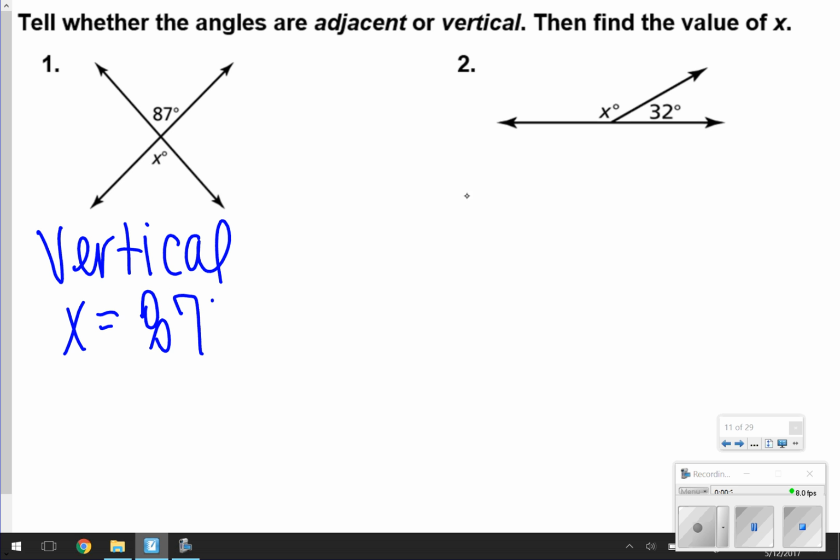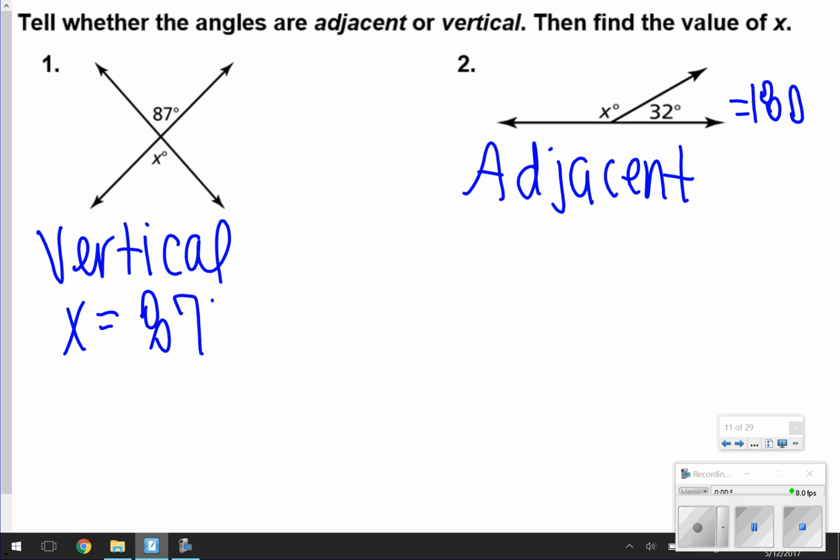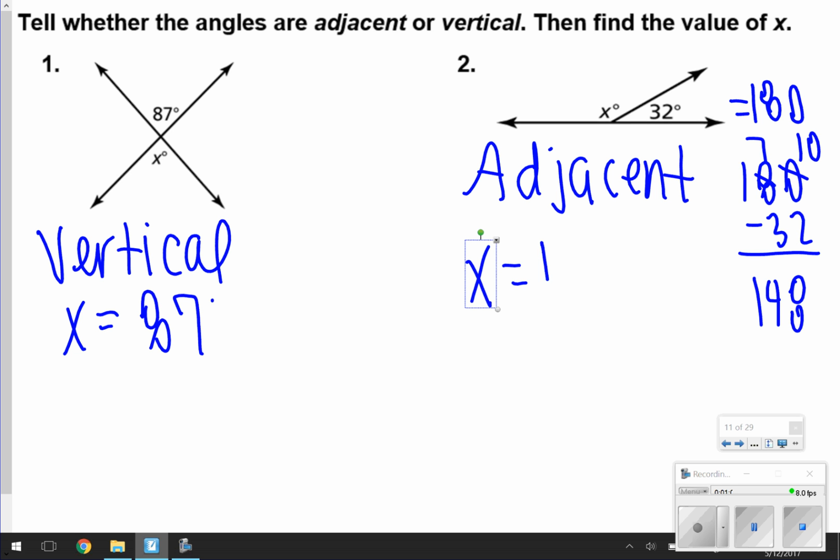Number 2, however, are adjacent angles. Adjacent angles are right next to one another. In order to find x for this one, it's going to take a little bit of work because they are making a supplementary angle, which is equal to 180 degrees. I already have 32, so I'm going to subtract 32 from 180, and I get 148. So x is equal to 148 degrees.